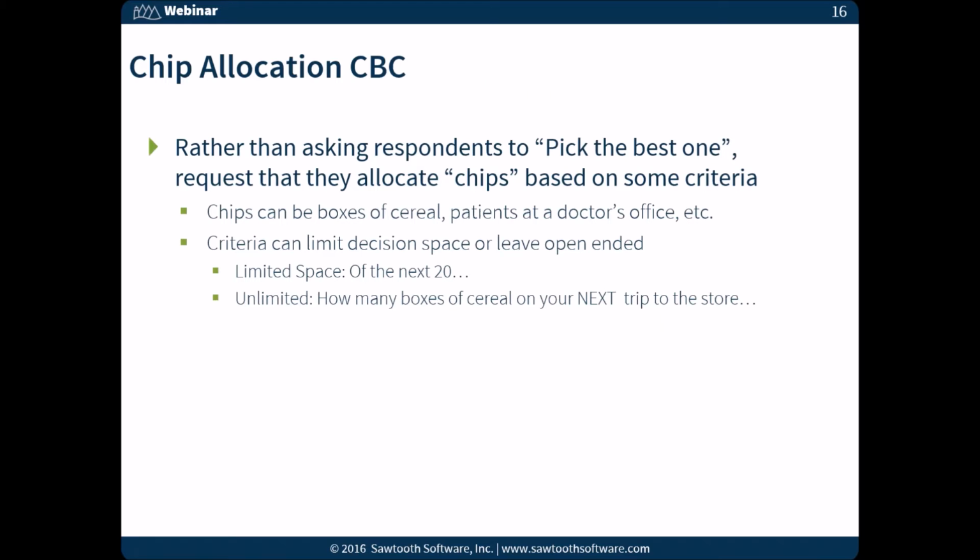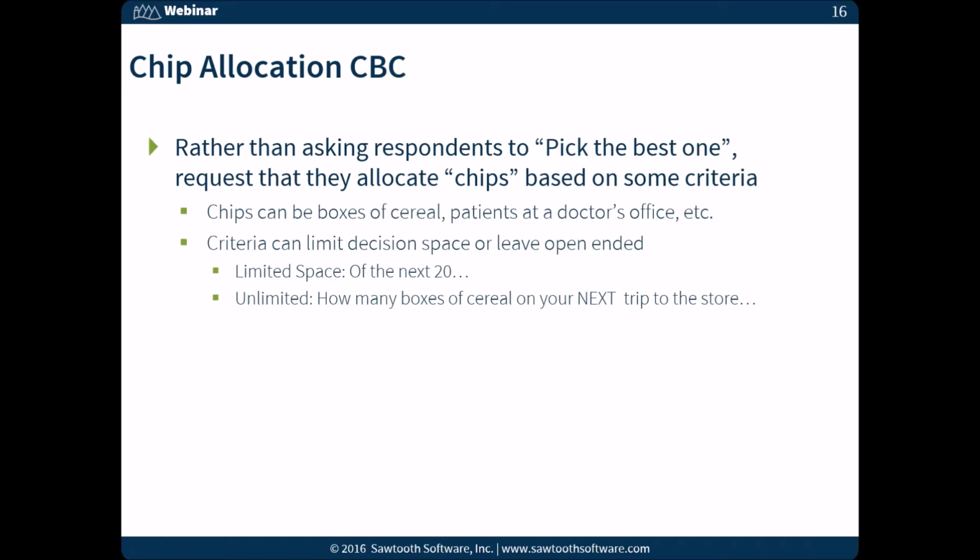So with chip allocation CBC, rather than asking respondents to pick the best one, we're going to request that they allocate chips based on some criteria that we come up with. So these chips could be, in my example, boxes of cereal. If you're doing pharma or medical research, you could talk about number of patients at the doctor's office.